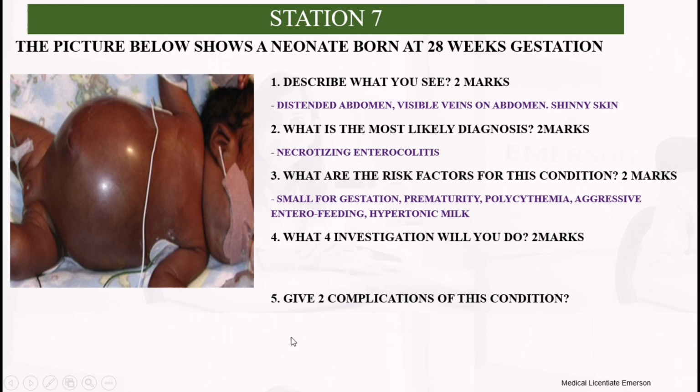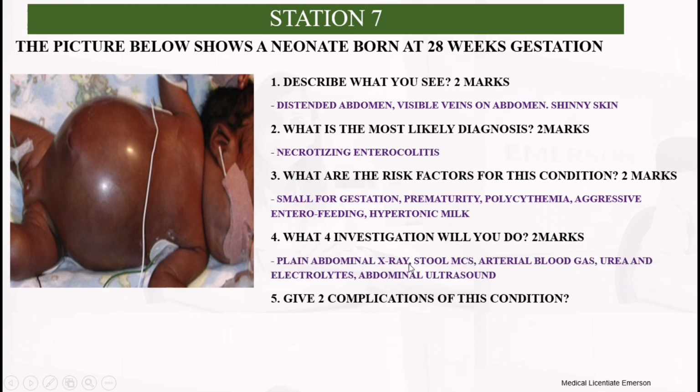Then what 4 investigations will you do? So 4 investigations we can do: plain abdominal X-ray, stool MCS, arterial blood gas, urea and electrolytes, abdominal ultrasound, and also remember your septic screen. You can just remember what's in the septic screen, so that at least you have a set of investigations in your mind. Okay, so 2 complications of this condition: we have neonatal sepsis, intestinal perforation, peritonitis, electrolyte imbalance. Okay, so we are done with this question.